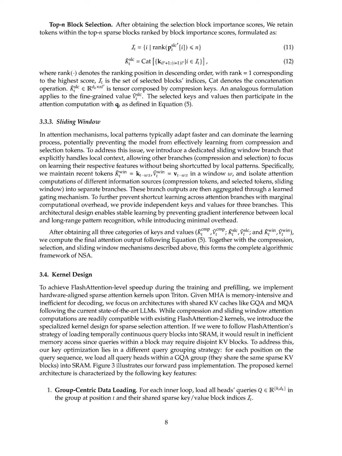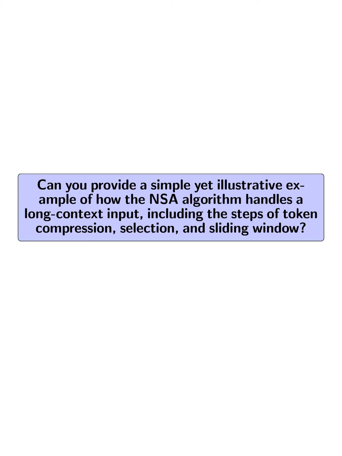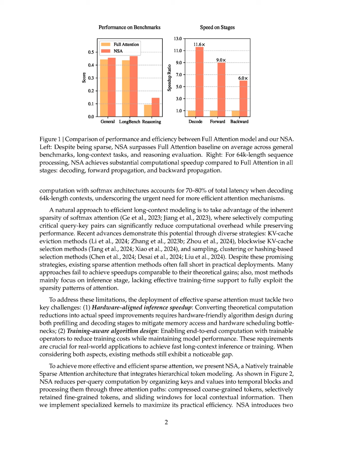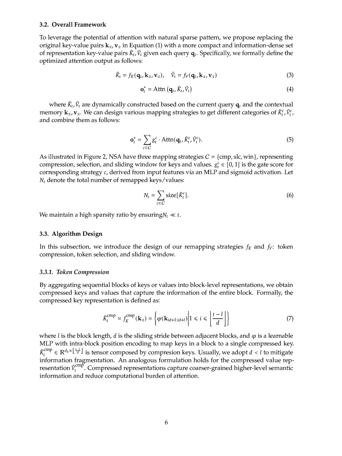Can you provide a simple yet illustrative example of how the NSA algorithm handles a long context input, including the steps of token compression, selection, and sliding window? The NSA algorithm processes long context inputs through a structured approach involving three key steps: token compression, selection, and sliding window. First, during token compression, sequential blocks of keys and values are aggregated into compressed representations, capturing the essential information of entire blocks while reducing computational burden.